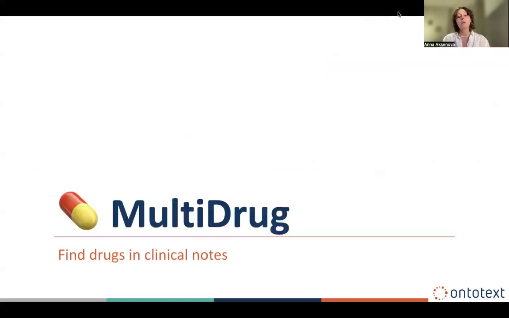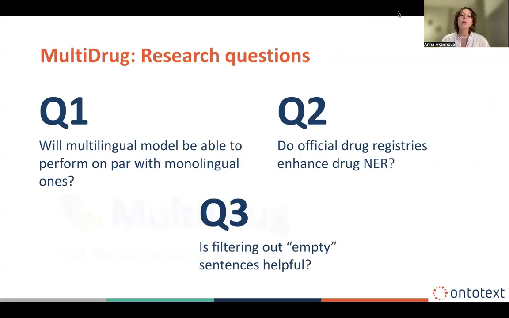As for the second track, it was slightly more challenging, as it posed a multilingual problem for us, and we had to extract drugs from clinical notes. Before going into details, I want to share the three questions that we asked ourselves when we addressed the challenge. The first question was whether a multilingual model, a single model for all of the languages, would be able to perform as well as the monolingual ones. The second question was whether we can use official drug registries to enhance named entity recognition. And the third one, given that there is a very small fraction of sentences that actually contain drugs, was whether we can use sentence filtering to enhance the precision of our system.